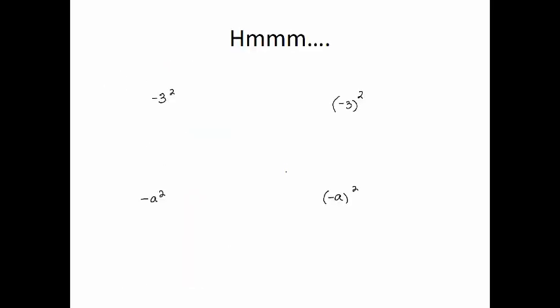Alright, what about these problems? Let's look at how these are different. So here and here. Do you see how in this first problem that negative sign is not included with the 3 to be squared? But in this one it is. So for this one, it's like we have negative 3 times 3. So we are going to square the 3, and we're going to take the negative of that. That's going to be negative 9. But over here, see how the negative sign is included with the exponent? That's going to be negative 3 times negative 3, which is positive 9.